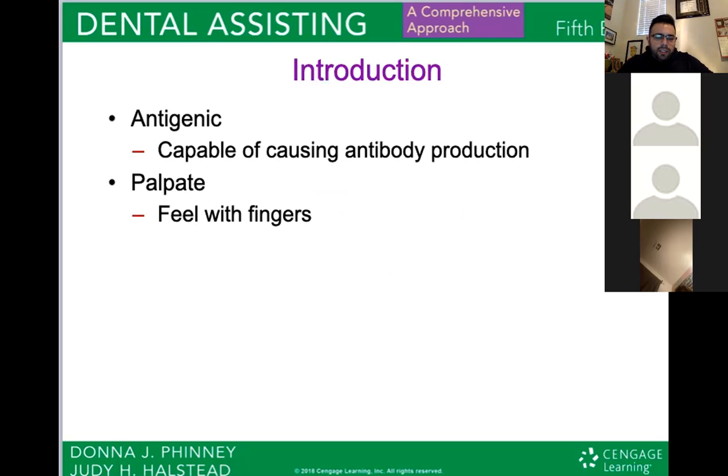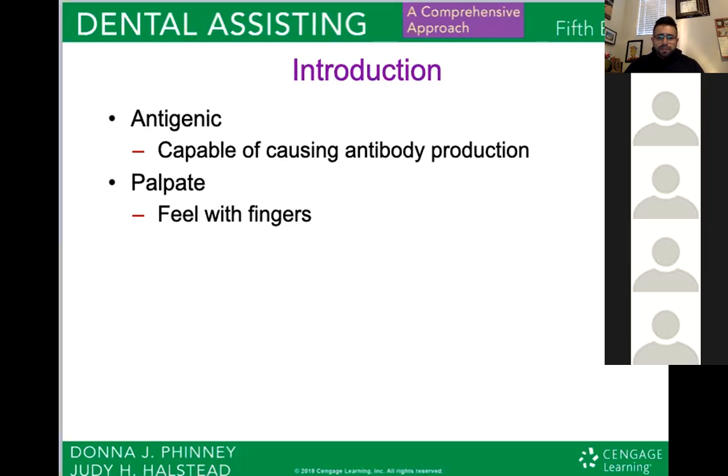Oral pathology is defined as the study of oral diseases, their causes, if known, and the effects on the body. Dental assistants do not diagnose oral pathological diseases, but they might alert the dentist to abnormal conditions in the mouth if they see them. So it's important to know what they look like. Oral pathology can originate from many disturbances, including biological, physical, chemical. In addition, it can include other disorders such as reactions to stress and antigenic substances. Antigenic just means something that's capable of causing antibody production.